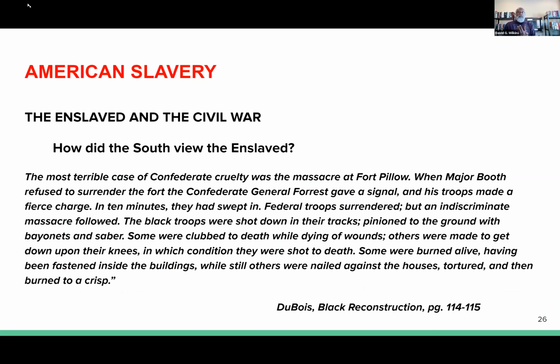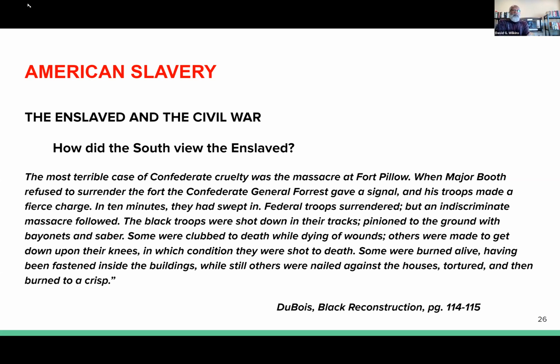The most terrible case of Confederate cruelty was the massacre at Fort Pillow. When Major Booth refused to surrender the fort, the Confederate General Forrest gave a signal and his troops made a fierce charge. In 10 minutes, they had swept in. Federal troops surrendered, but an indiscriminate massacre followed. The Black troops were shot down in their tracks, pinioned to the ground with bayonets and saber. Some were clubbed to death while dying of wounds.